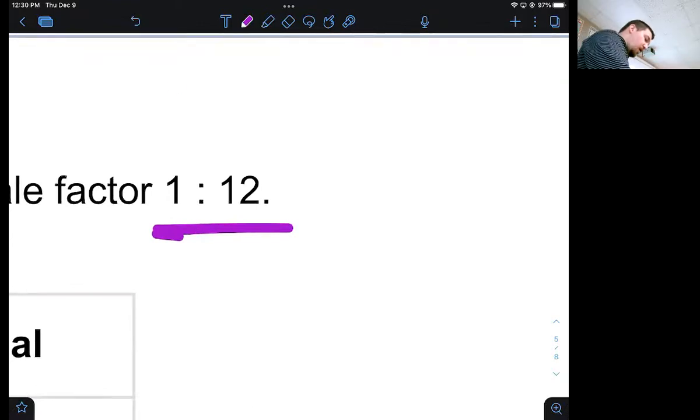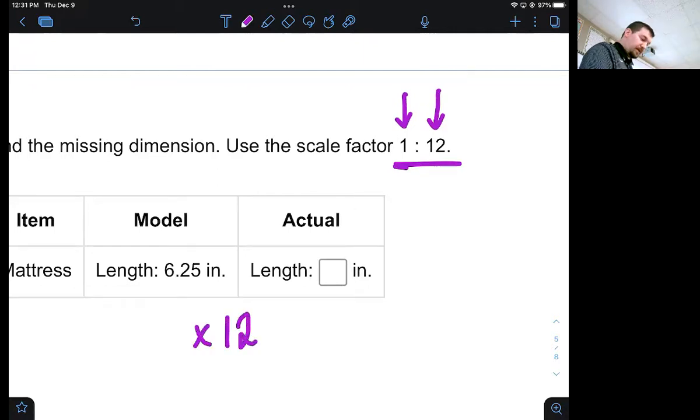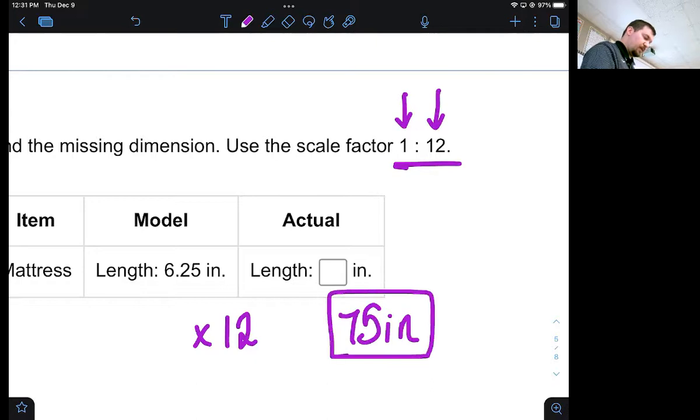This is the drawing. This is the actual. And so if it's 1 to 12, that means the actual object, in this case a mattress, is 12 times bigger. So to find what the actual length is, take the model length and times by 12. And that's going to be what? 75 inches. So you need to write that you did 6.25 times 12.